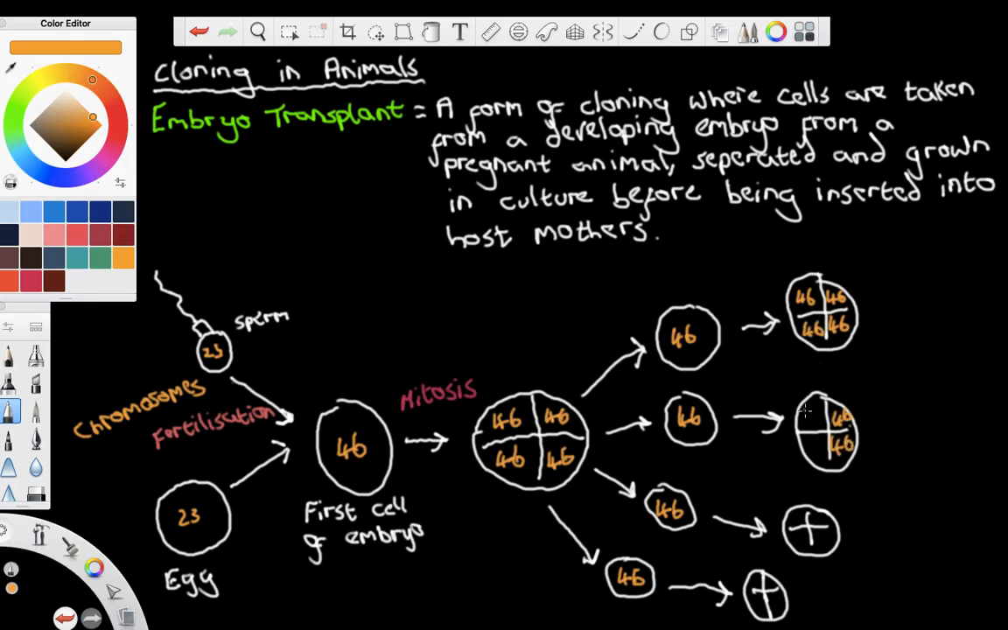Okay, they're all identical. That's the point I'm trying to make, and I regret trying to write this in for every single one, but we've started, so we will finish. So we've got 46, 46, 46, and 46. Again, this is through mitosis.